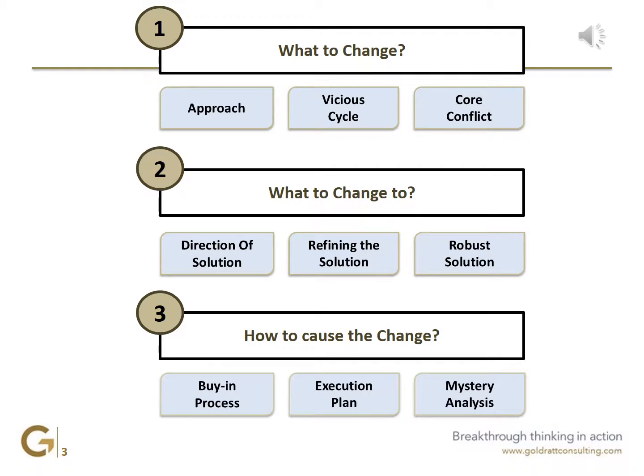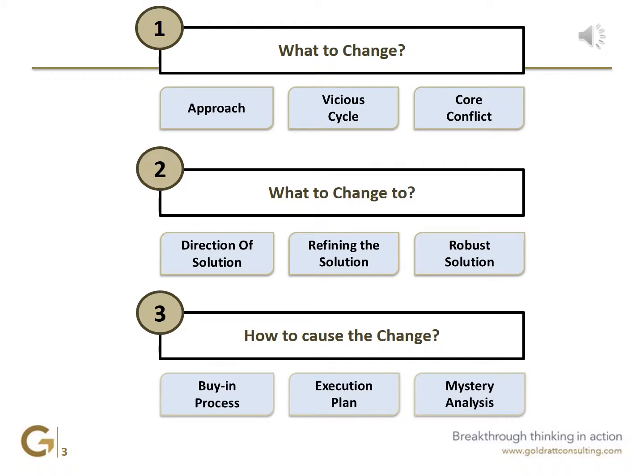So the first part is what to change. Did we identify a major issue in our company that was really hard to fix?